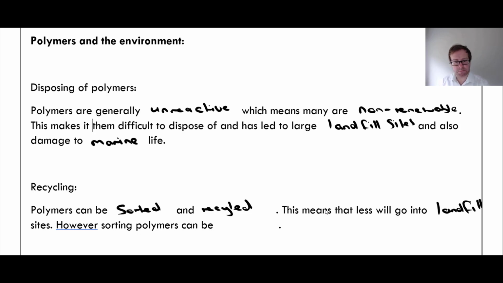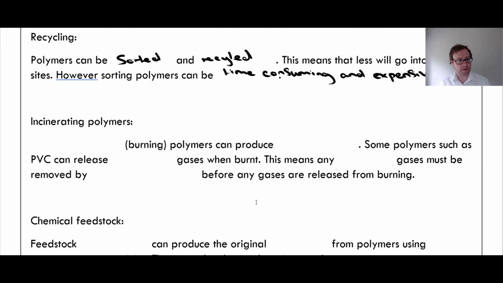However, sorting polymers can be time consuming and expensive. And that's because we have different types of polymers or different types of plastics, and they're not all recycled in the same way, so they first of all have to be sorted and then attempted to be recycled.